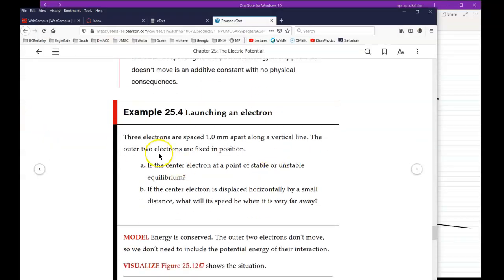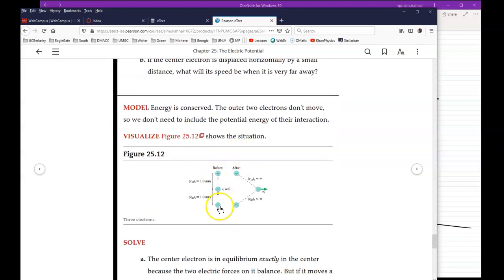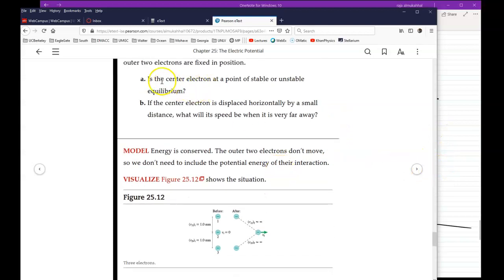Okay, so here we have 3 electrons spaced 1 millimeter apart. The outer 2 electrons are fixed in position. So basically electron 1 and electron 3 are somehow glued to the wall, if you will, and electron 2 in the middle between them is kind of loose. It's free to go anywhere. So they are set in this fashion. Now the first part of the question asks: is the center electron, number 2, at a point of stable or unstable equilibrium?